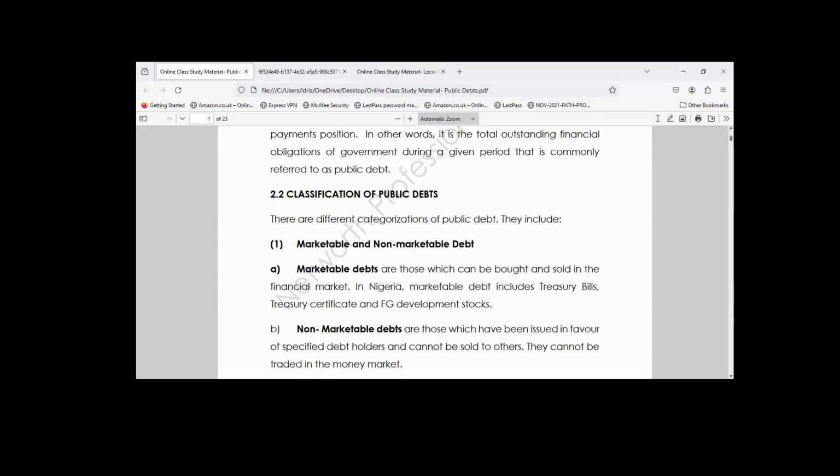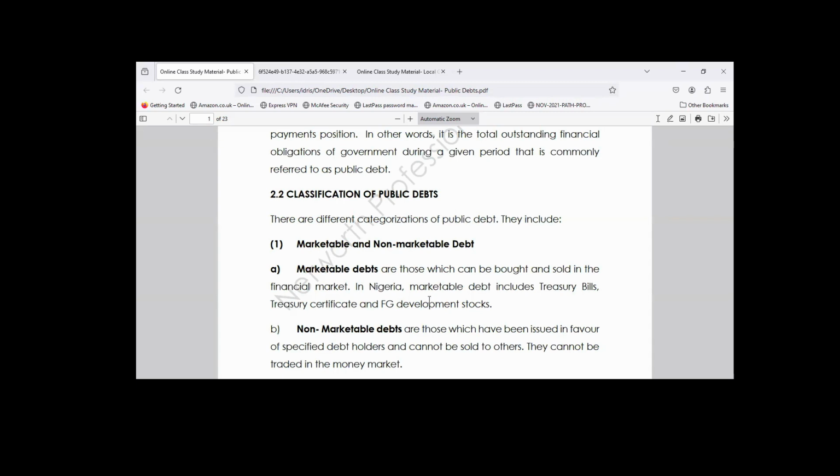Classification of public debt. How do we classify public debt? Number one classification we have is marketable debt and non-marketable debt. What is marketable debt? Those are government debts that can be traded in the stock exchange.